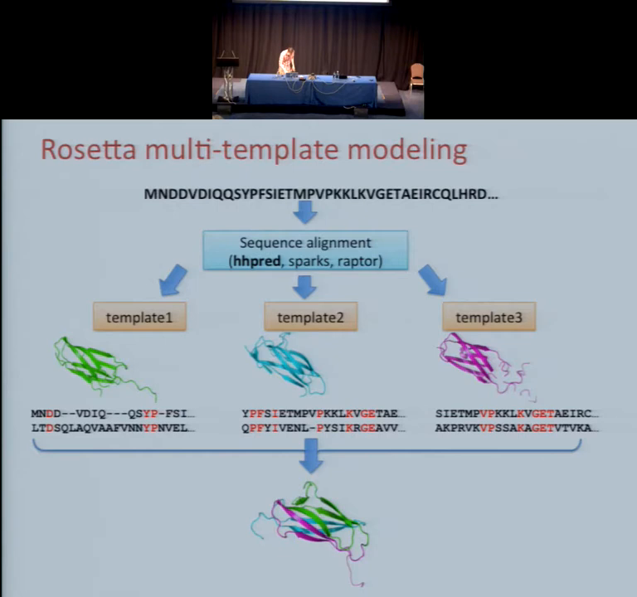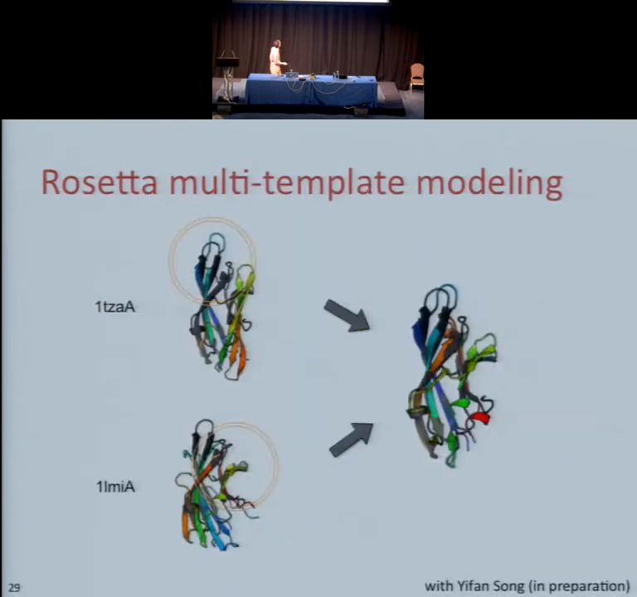And as an example of this, I'll show you. This is work done with Yifan Song in the Baker Lab, I should point out. So one of the structures that we tried to solve is shown here. And there are 2 really good templates for this structure. One, TZA, captures this hairpin correctly, but this back sheet is incorrect. The other, this one, LMI, misses the hairpin, but this back sheet almost perfectly models the target. And so by not just modeling these fragment insertions, but also by allowing different pieces of the templates to recombine, we're able to capture both of these features in our selected model, both this hairpin and this back strand.